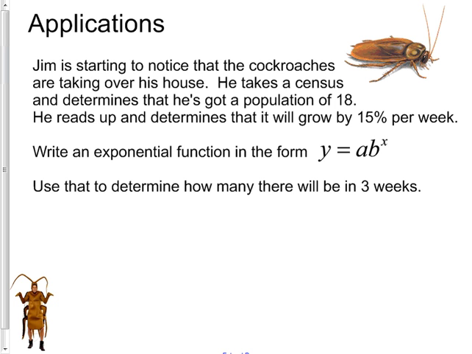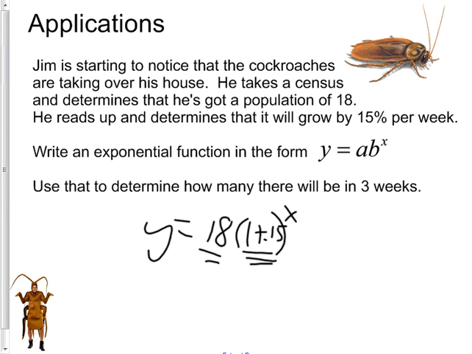So you should have an equation here, y equals 18 b to the x. But I know what b is. It's 1 plus 0.15. Do you get that? The starting value is right here, and that's how much I know it's going to grow by. Determine how many there'll be in 3 weeks. It's a real world problem. You can just trust the 3 and drop it in there.